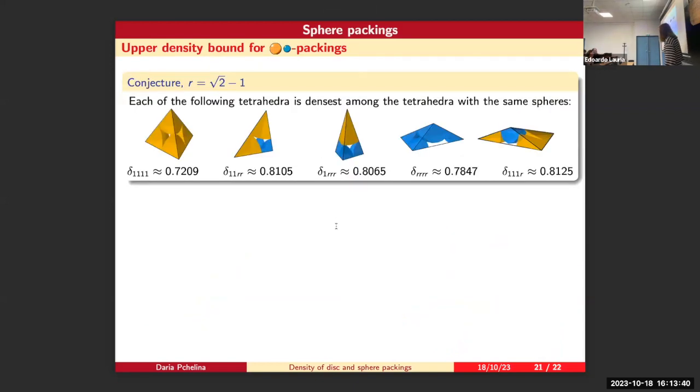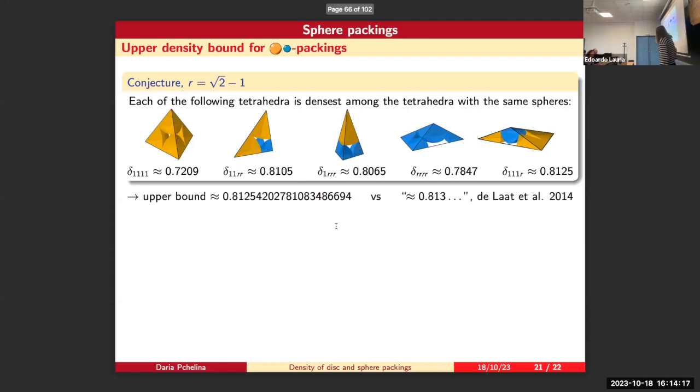And so we almost did it. Our conjecture is the following: each of these tetrahedra here is the densest possible among all tetrahedra formed by the same spheres. The first ones are tight, which means that all spheres are pairwise tangent. And the last two are stretched, so the sphere here is tangent to three other spheres and the opposite face.